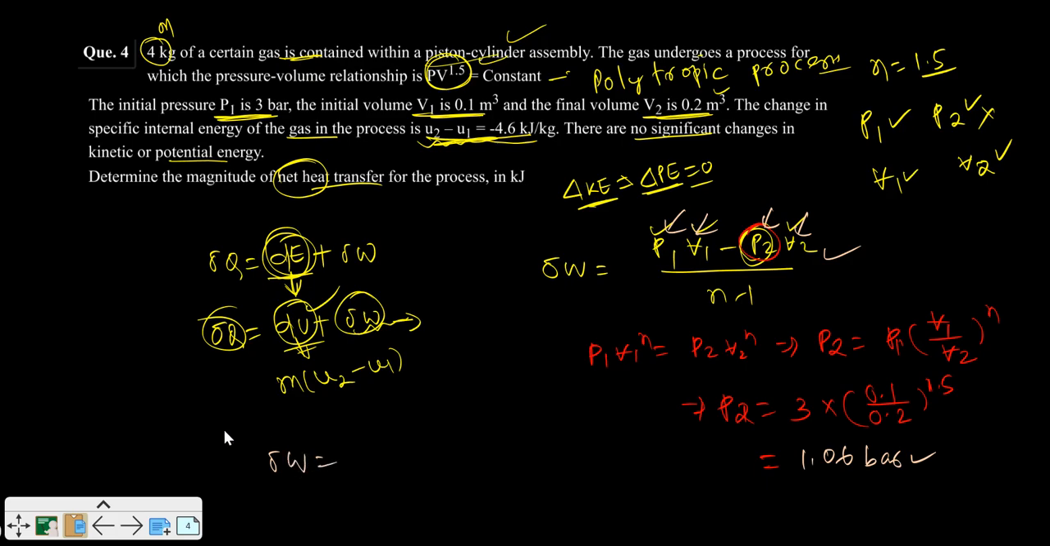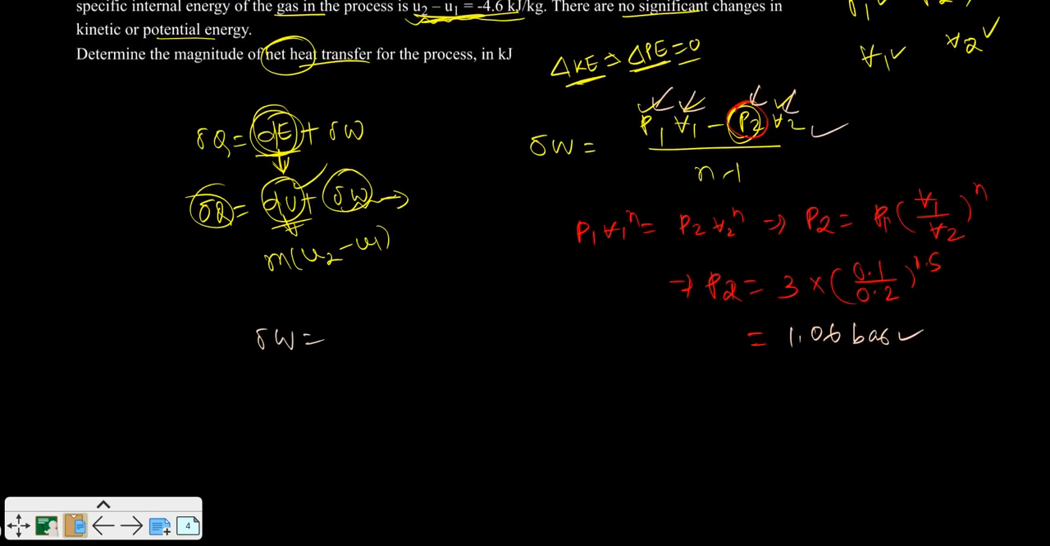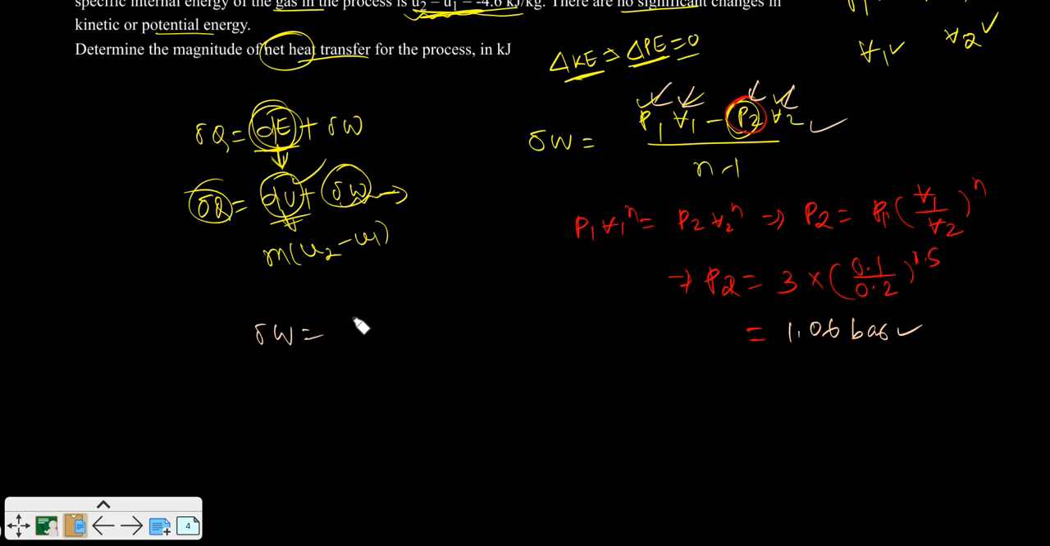So del W will be equal to what? So del W will be equal to P1, that is 3 into V1, that is 0.1, minus 1.06 into 0.2, divided by 1.5 minus 1. So if we calculate this one, let us calculate 3 into 0.1 minus 1.06 into 0.2 divided by 0.5.